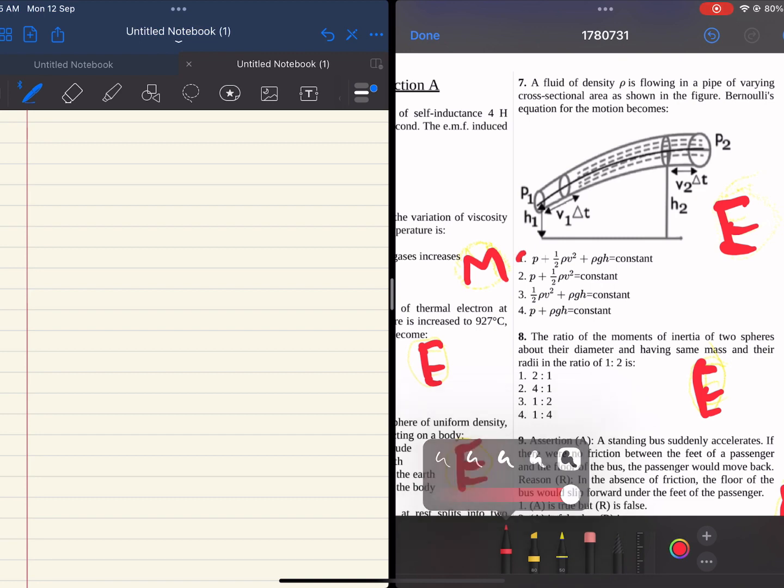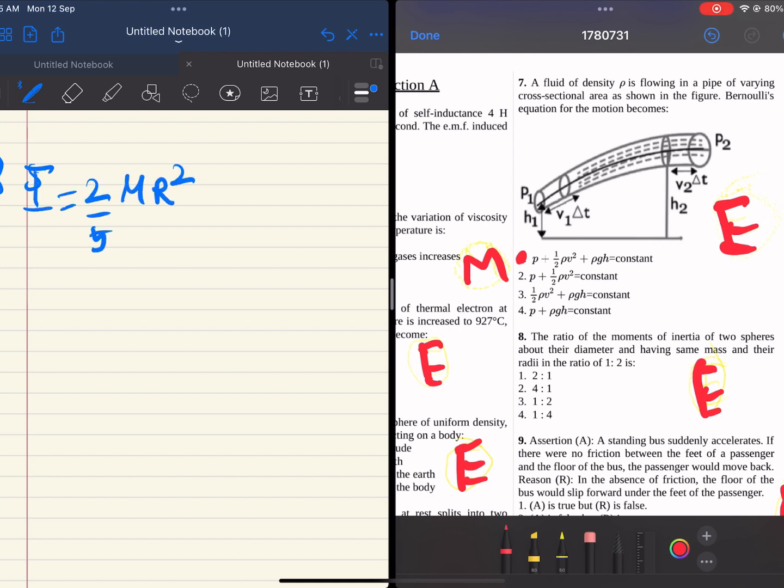The ratio of the moments of inertia of two spheres about the diameter, having the same mass and radii in the ratio of... After integrating and finding the moment of inertia of a sphere, we know the moment of inertia of a sphere is equal to 2 by 5 mr square, about the diameter of the sphere. About the tangent, what will it be? We have to use the parallel axis theorem.